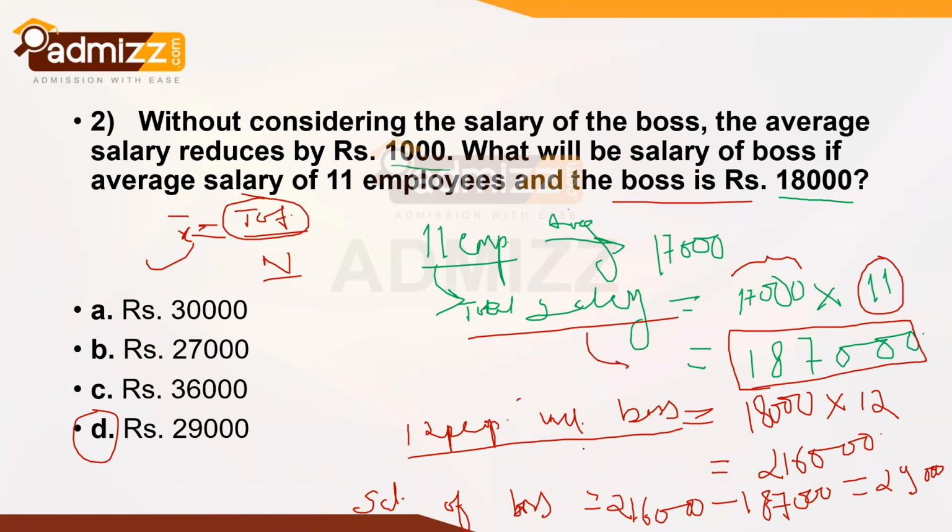Now, when the boss is included, there become 12 people, because there are already 11 employees. So with the boss, it's 12 people. And the average salary is given in the problem, which is 18,000. So the total salary of 12 people, including the boss, is 18,000 times 12, which is 216,000. Now the salary of the boss is simply this particular value minus this particular value, because the only difference between these two total salaries is the salary of the boss. So when we subtract these two, we get the salary of the boss.